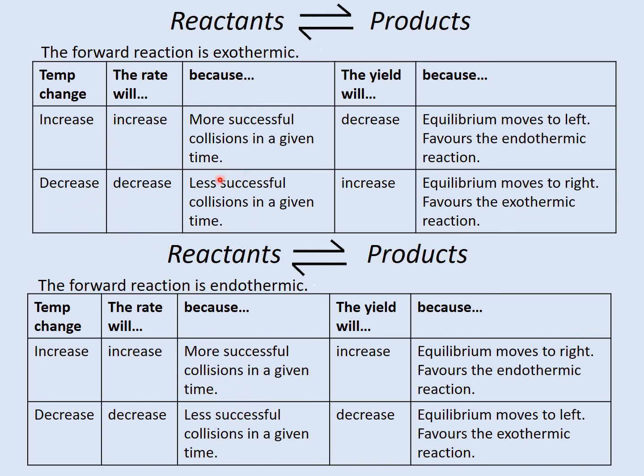Decreasing the temperature obviously has the opposite effect. All right. Doesn't matter what the reaction is. Doesn't matter if it's exo or endo. That will always be the case. However, notice the yield. It does matter whether it's exo or endo. So if you increase the temperature, the yield will decrease. Why? Because the equilibrium moves to the left, favours the endothermic direction, and therefore you will get less product.